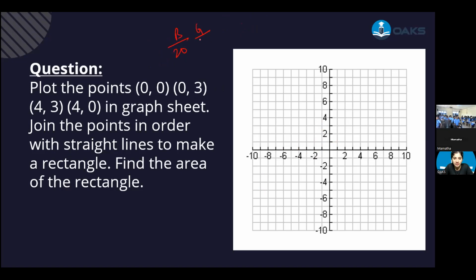This is the next question. 8 points will be given. Kindly start this question. Plot the points. Join the points with straight lines, and it will become a rectangle. We have to find the area of that rectangle. Whenever I make a mistake, kindly tell me. The question got repeated. So you have to plot 4 points. It will become a rectangle and you have to tell me the area of the rectangle.